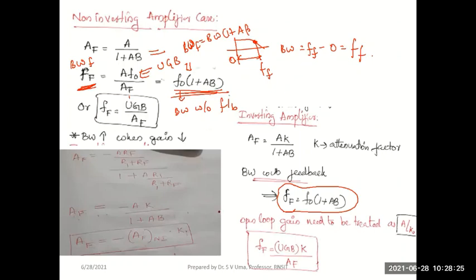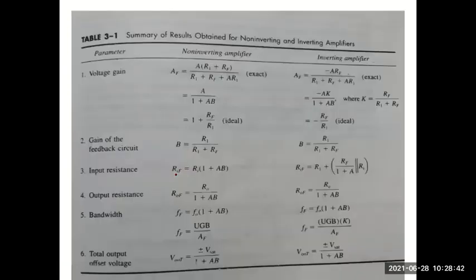Just substitute for the value of this A everywhere. In this form, you'll get AF is minus AF of the non-inverting amplifier into the factor K. Anyway, I think this part is not essential. What you need to remember is just you have to write the equation for bandwidth, telling bandwidth with feedback is always higher than bandwidth without feedback by a factor 1 plus A beta.